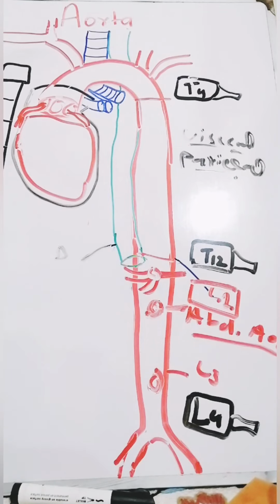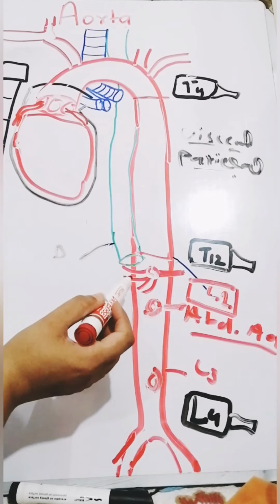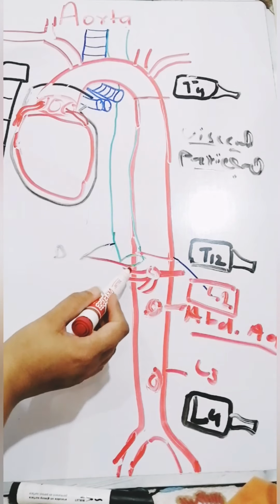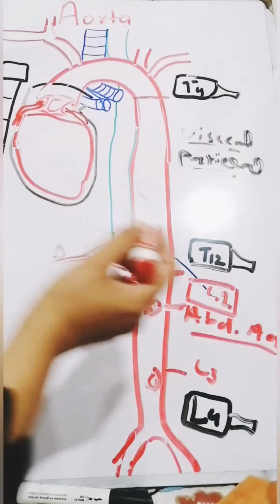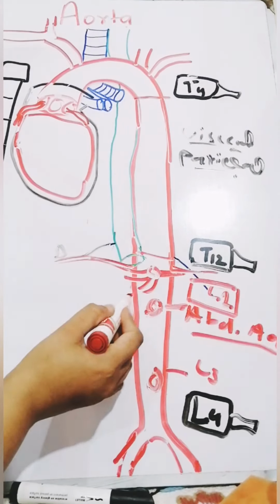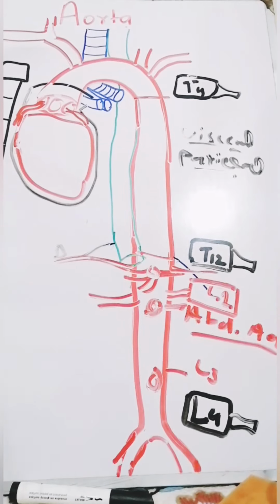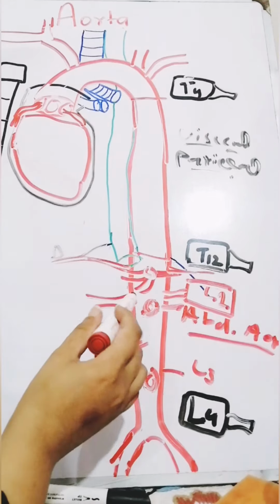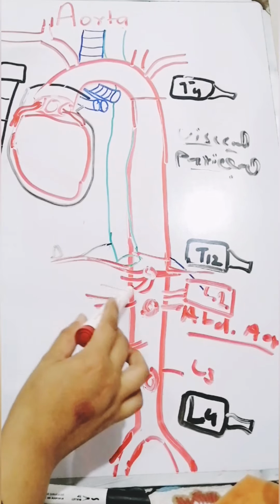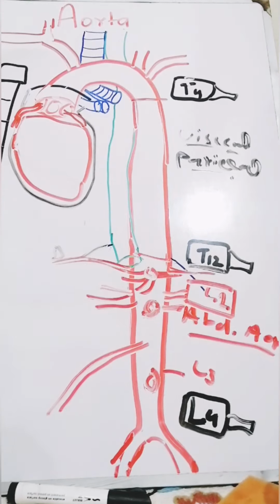Now I will tell you about the paired arteries which come from the abdominal aorta. The first one which comes from the abdominal aorta is the inferior phrenic arteries. It comes from here and supplies the lower part of the diaphragm on both sides. These are paired arteries mainly. And there are renal arteries. Renal arteries supply the kidneys, and then there are gonadal arteries. There are also adrenal arteries, and then the last one is the lumbar arteries, which supply the lumbar vertebrae.